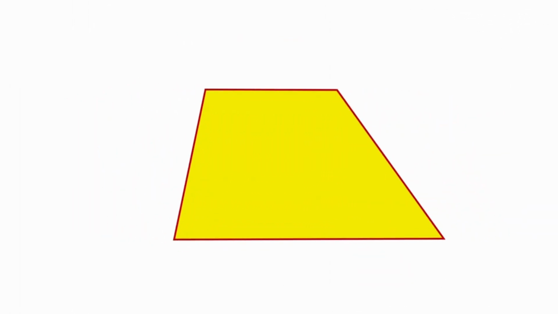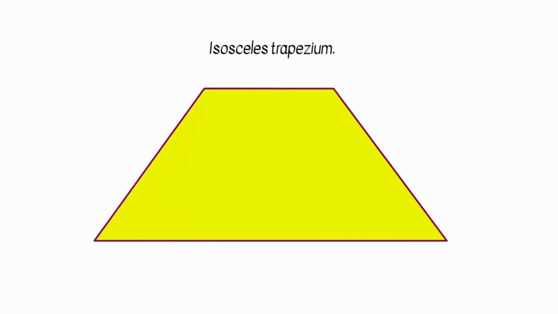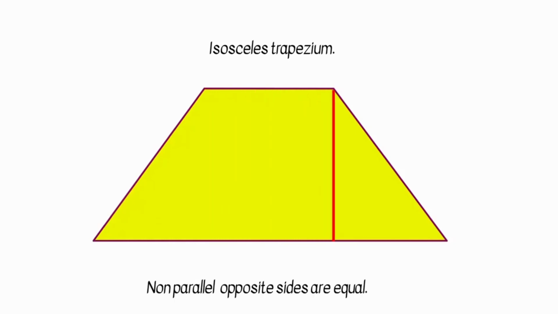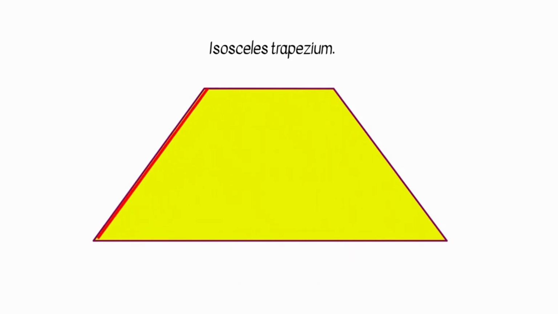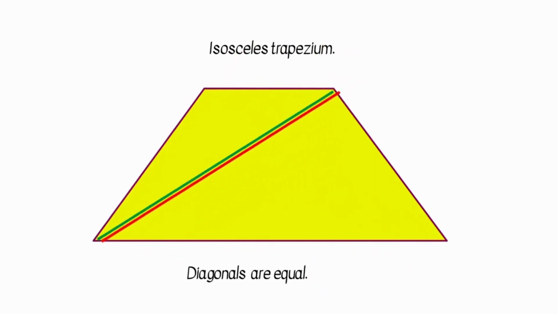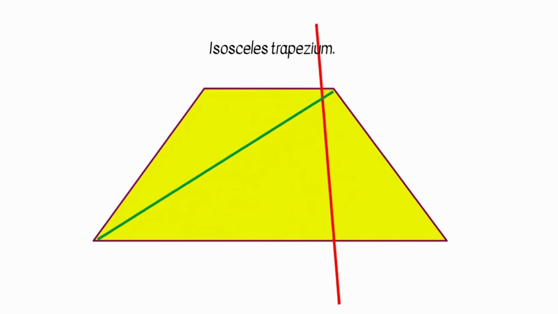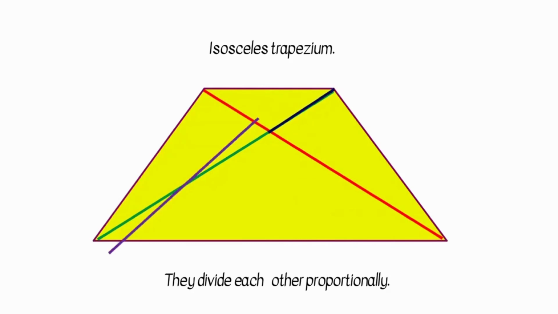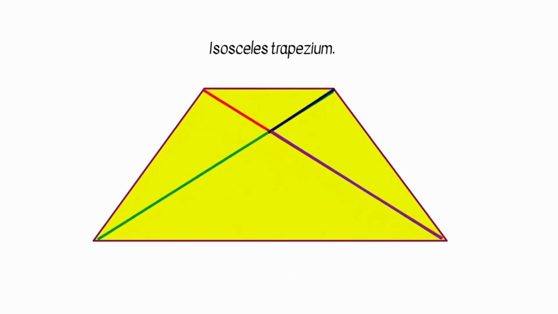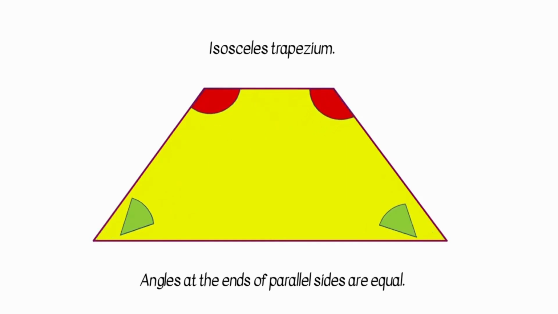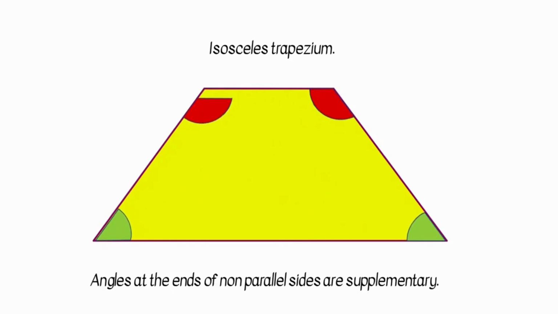If the non-parallel sides of a trapezium are equal, then we get an isosceles trapezium. Hence an isosceles trapezium has one pair of opposite sides which are parallel, and a pair of opposite sides which are equal and non-parallel. The diagonals of an isosceles trapezium are equal. The diagonals divide each other proportionally. The angles at the ends of each parallel side are equal. The angles at the ends of each non-parallel side are supplementary.